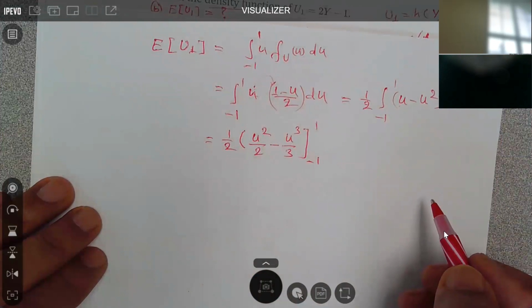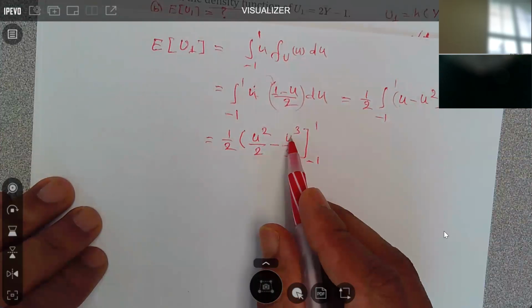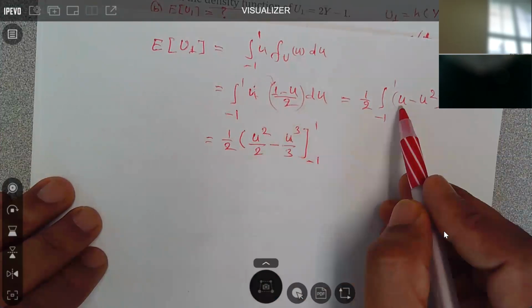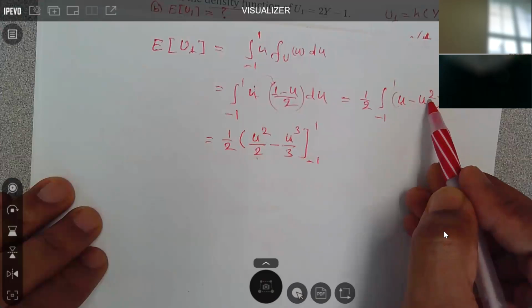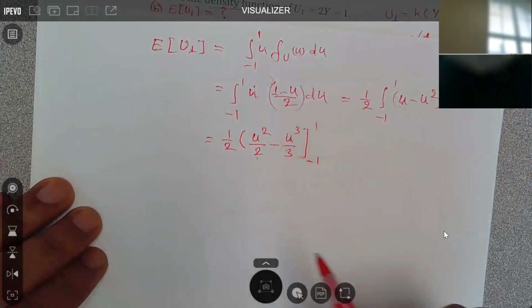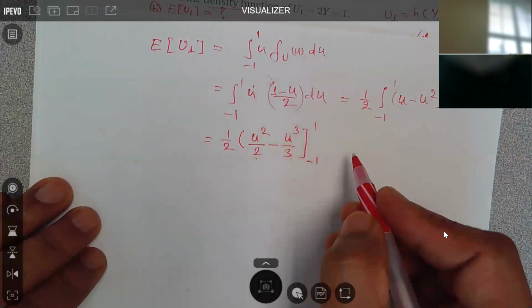Why are we doing this one? Or you integrate this one? Integrate u square over 2. Integrate u square, then u cube over 3, right? Now you plug in those values here.